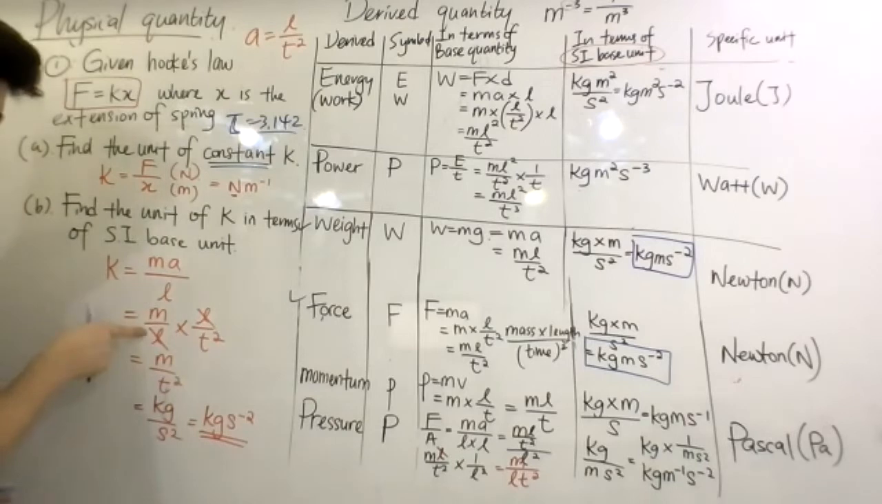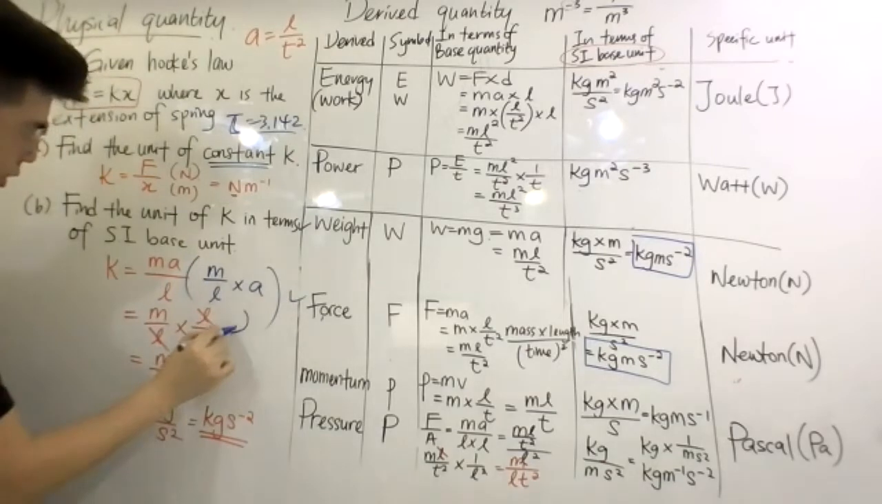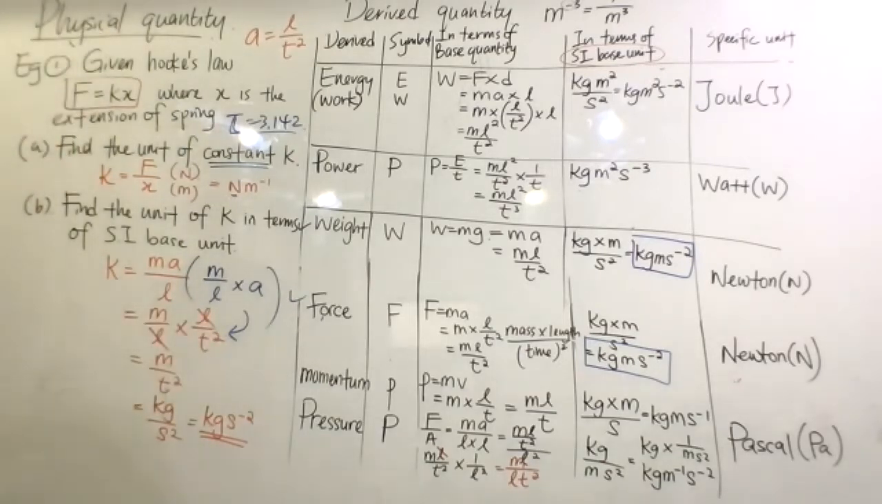So here, from here to here, M over L times A. Then to this step. This one finish, huh?